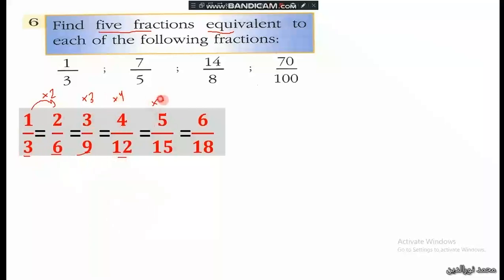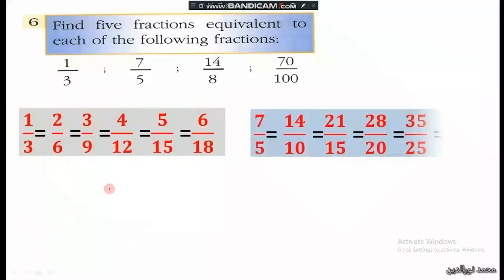And then we could multiply by 5. 1 times 5 is 5, 3 times 5 is 15. Another time, times 6. 1 times 6 is 6 and 3 times 6 is 18. So till now we found 5 equivalent fractions: 1, 2, 3, 4 and 5. All of these fractions are equivalent to 1 over 3.